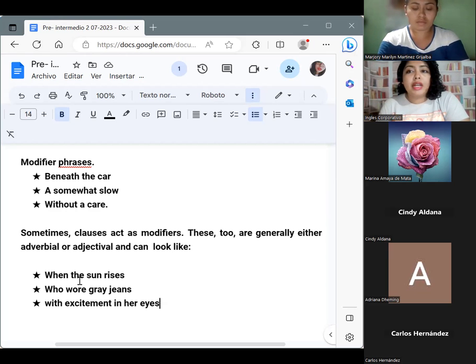We have two different kinds of clauses. One is like the main part of the sentence, and the other one is like something that we can add that gives more information about the main sentence. But at the same time, it is not very necessary to write this information. And in some cases, we can use these ones individually.